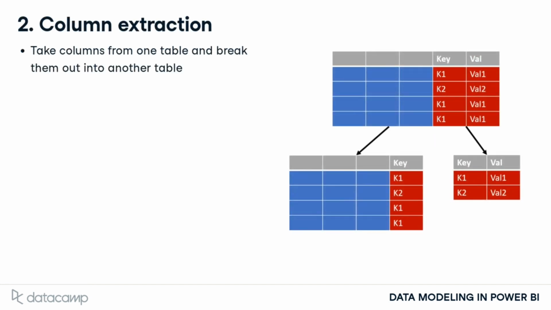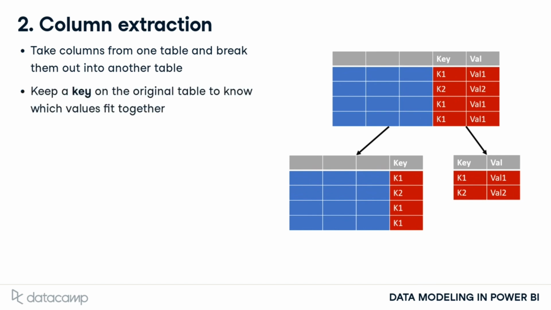Column extraction takes columns from one table and breaks them out into multiple tables. When extracting a column, we can define keys for the new tables. A key is a column or set of columns which make a particular row unique in a table.